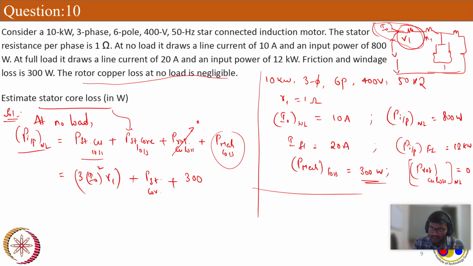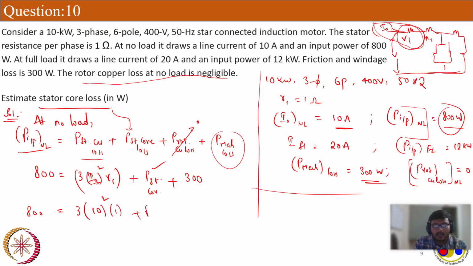Now, if you see the question, they have given the input power at no load is equal to 800. Now, from this, you know all the parameters. You just have to calculate the stator core loss. Because I know 800 equals 3 into what is the no load current drawn by the machine at no load condition? 10 amperes. Yes, 10 amps squared multiplied by R1, that is 1, plus P stator core loss plus 300. Now from this you can easily calculate stator core loss is equal to 800 minus 300 minus 300, so much? 200. Yes, 200.